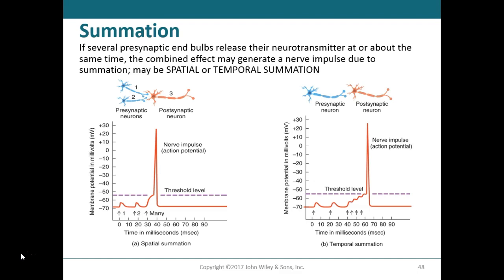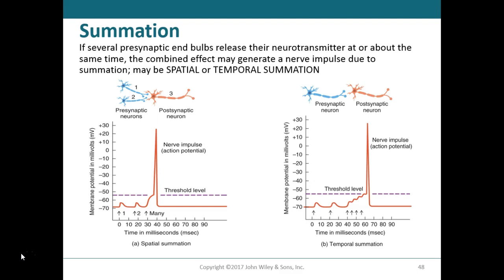Spatial summation occurs when neurons 1 and 2 act simultaneously on neuron 3 and their excitatory potentials sum to reach the threshold level. Then that triggers a nerve impulse or an action potential.